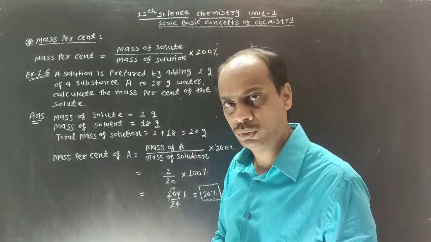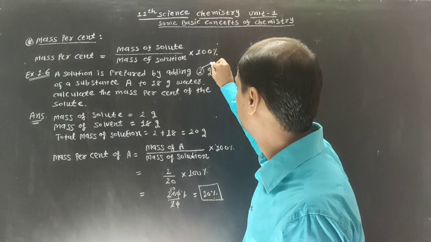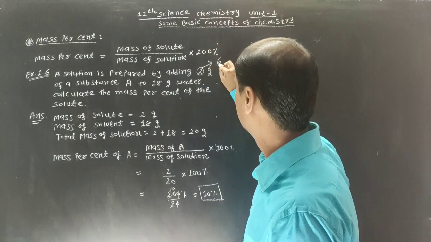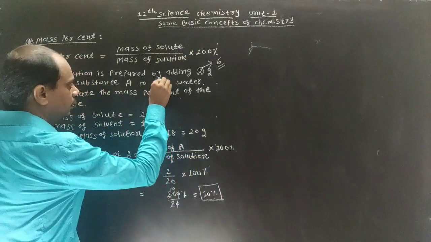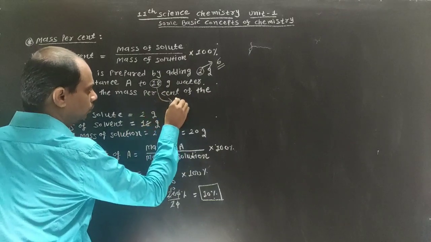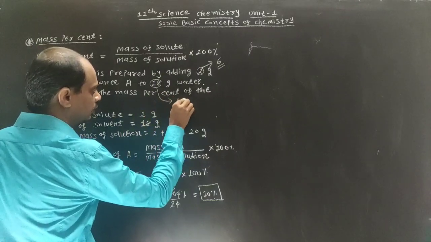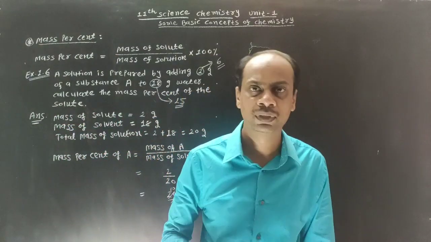One example I am going to give you for practice: instead of 2, you just put 6, and instead of 18, you just write 25. And calculate your next example.